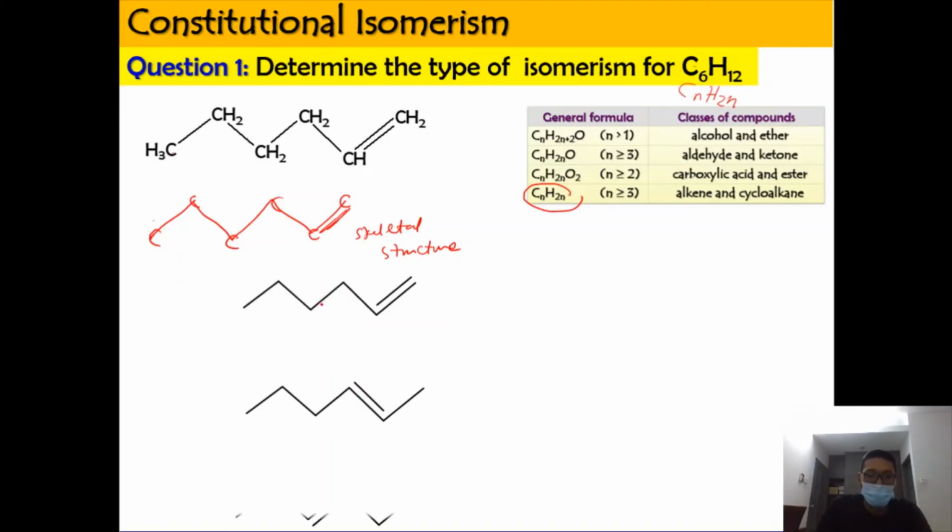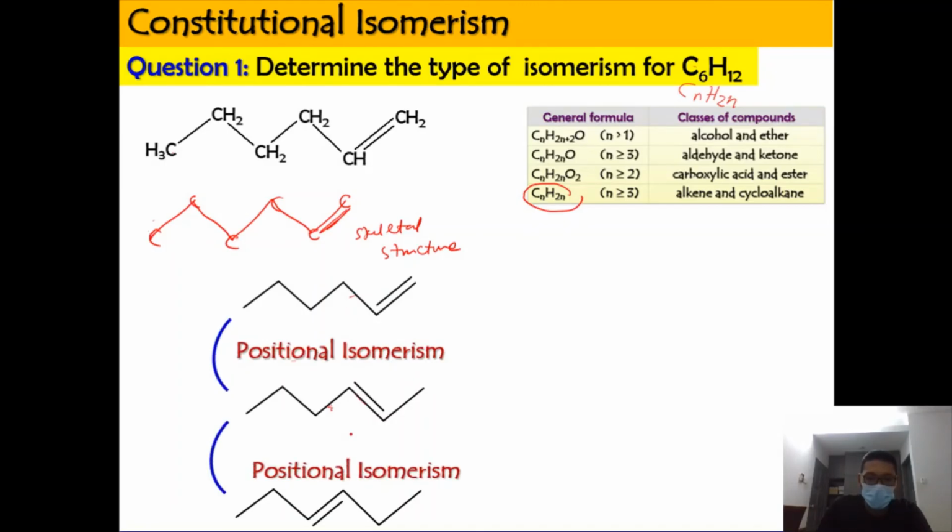I can also bring the double bond to here as well. This is called positional isomerism because I change the position of the functional group. The same goes for here because I change it to here. So this is called positional isomerism, where 1, 2, and 3 are isomers of one another.